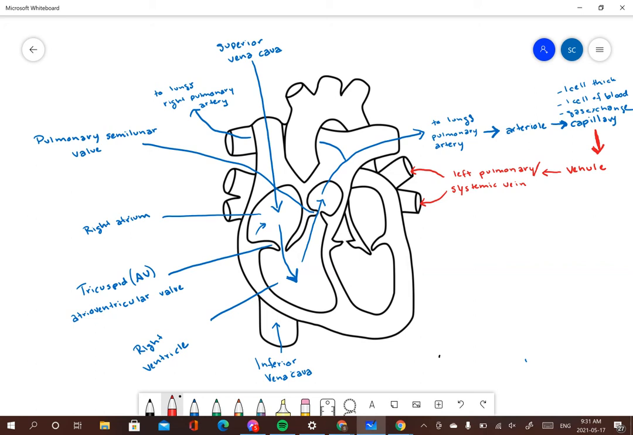Again, this whole transfer of blood also happens on the right side. I'm only going to draw it on the left though. So the blood also comes in through those right pulmonary slash systemic veins on that right side, and then is going to pool into your right atrium.